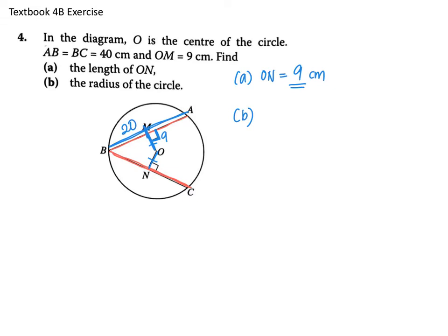And they asked me to find the radius of the circle. Where can I draw to find the radius of the circle? I can add in O to B. In that case, I will have the right angle triangle BMO.